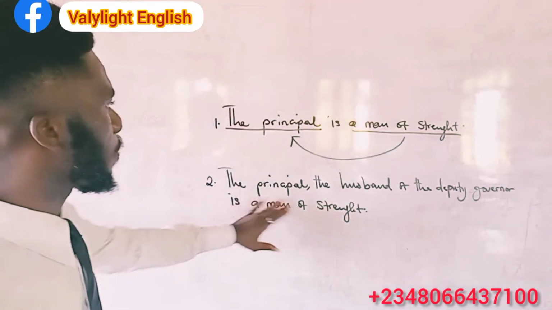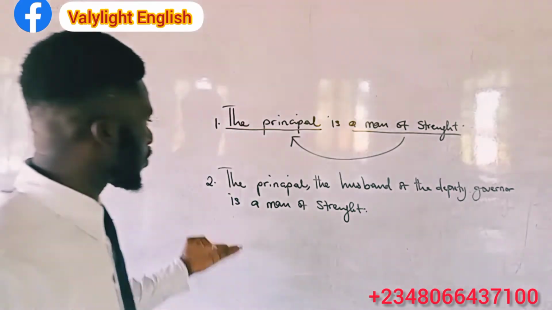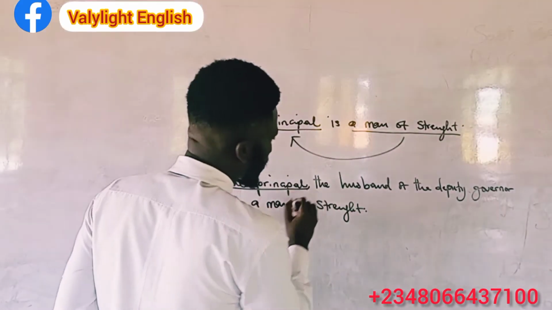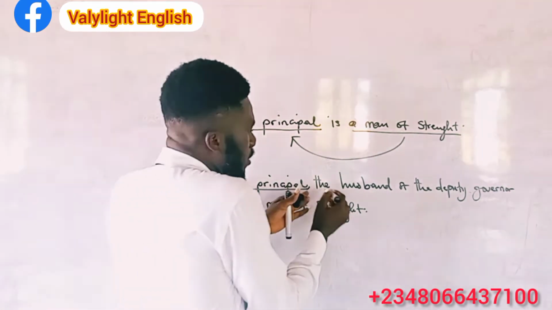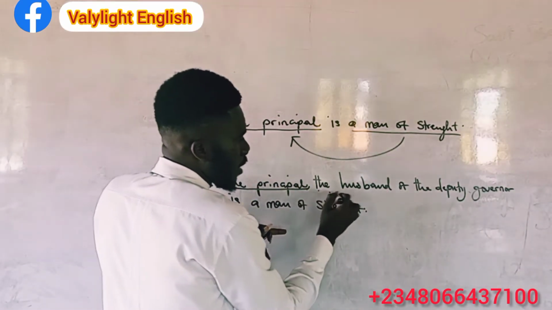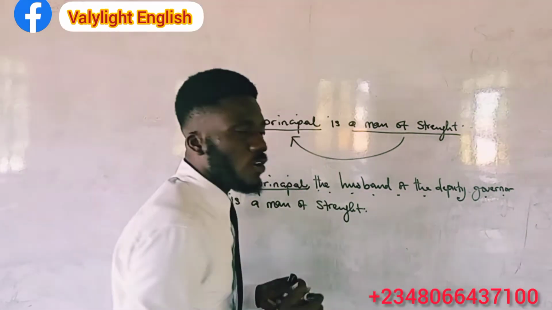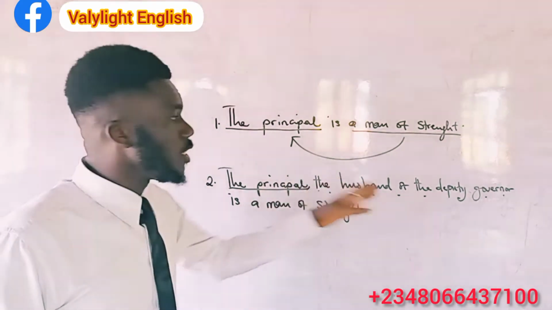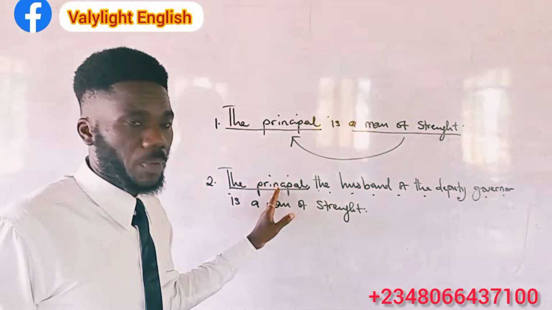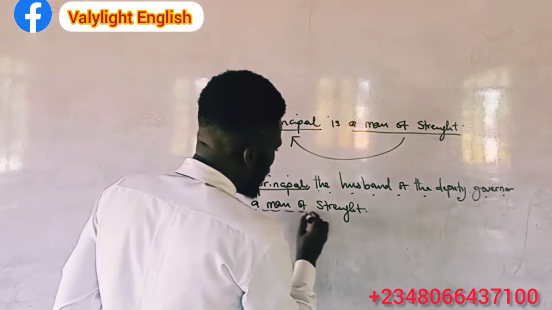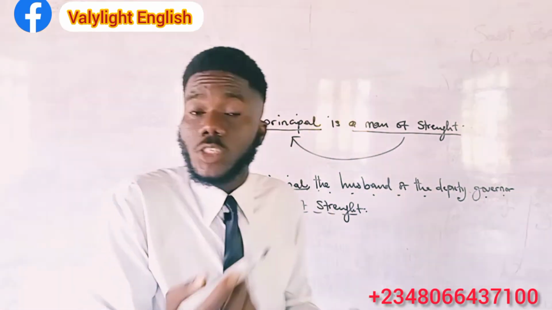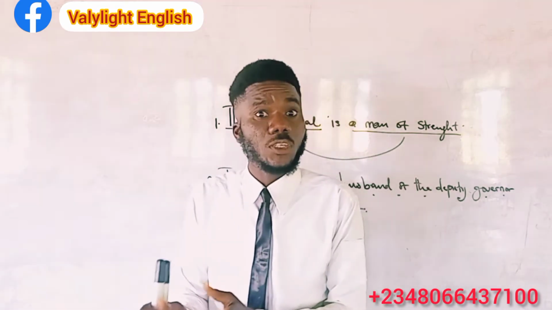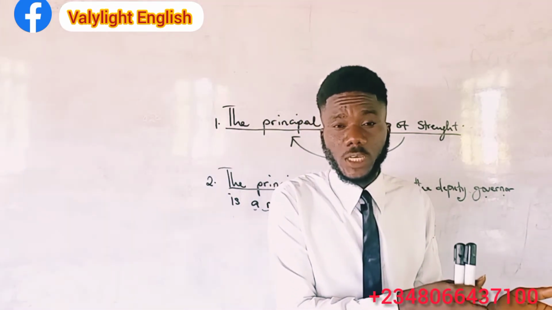When somebody says, the principal, the husband of the deputy governor, is a man of strength. In this situation, you have the principal as the subject of the sentence, and then here, this group of words marked off by this comma, the husband of the deputy governor, functions as the apposition, an apposition to the principal. It gives you more information about the principal. And you have a man of strength still functioning as the subject complement. What are the factors that will help you to identify an apposition from a subject complement?